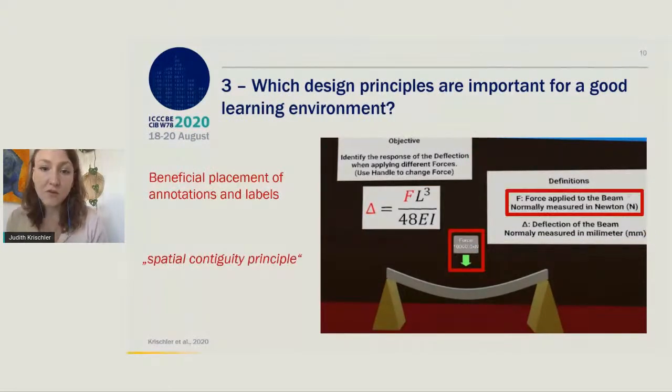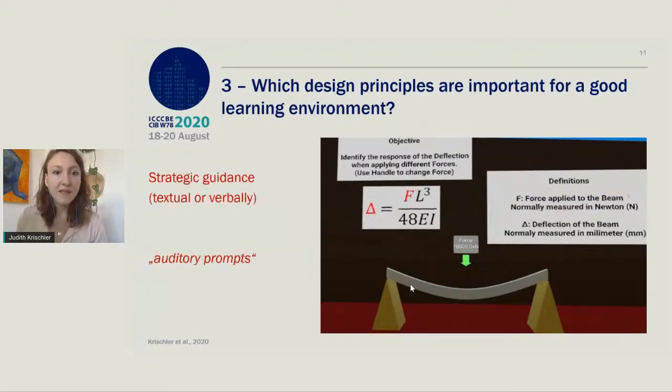Also very important is the beneficial placement of these annotations and labels. We refer there to the spatial contiguity principle, which means we have to place corresponding elements, in this case the force, next to the equation where the force is put in, next to the explanation what the force means. We are putting that spatially next to each other, more or less, in order to make it easier for the learner.